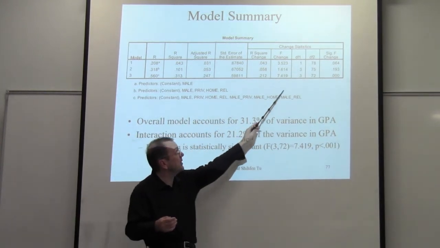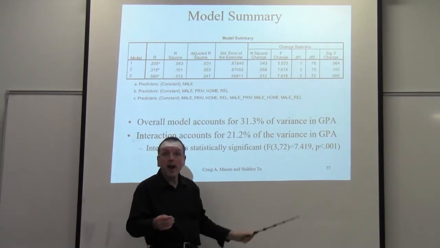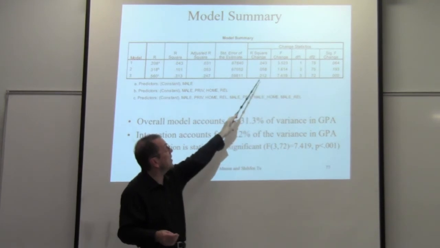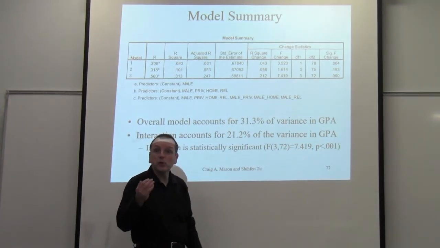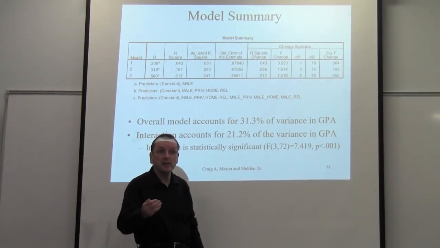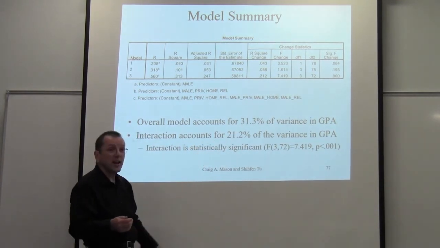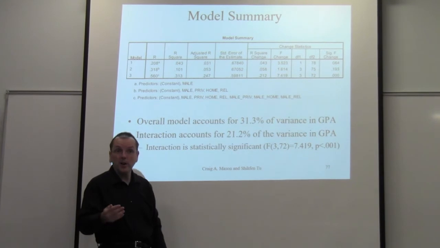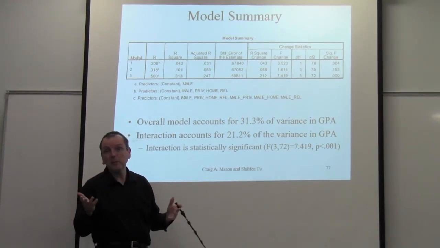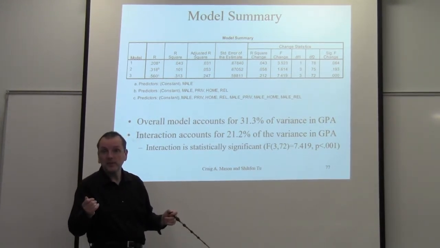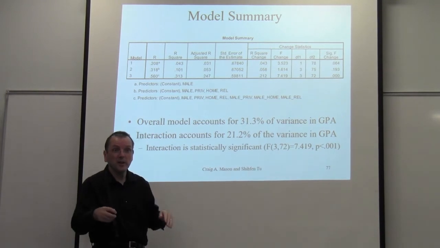Well, what was the third model? That's when we added the interaction term. So here's where we see our interaction accounts for 21.2% of the variance. So the total variance is 31.3. The interaction accounts for 21.2, which is just a crazy amount, but this is made up data. That's how you get the ns all equal.